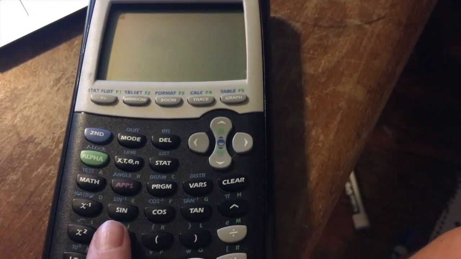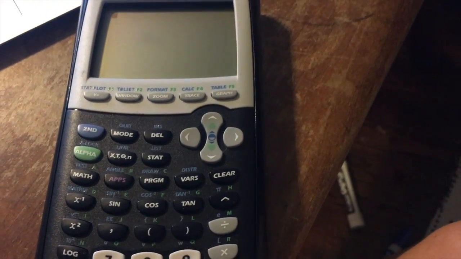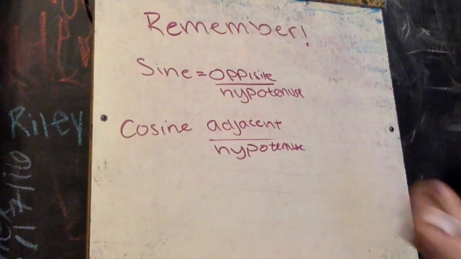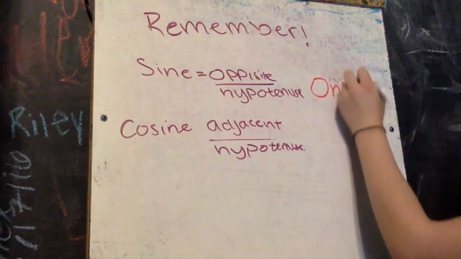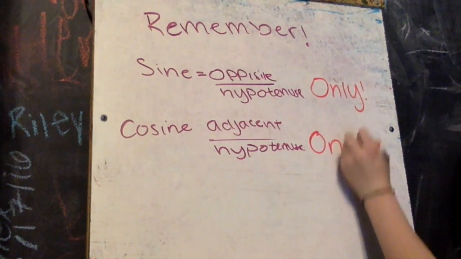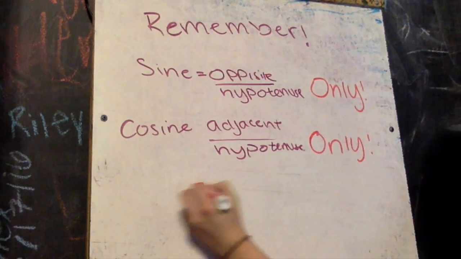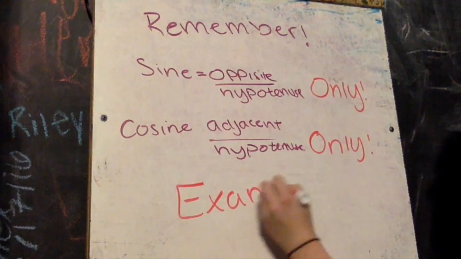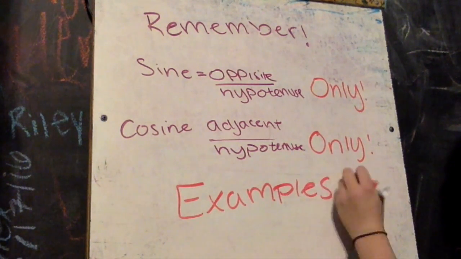These are the buttons for sine and cosine on your calculator. Now remember, sine can only be used to find a side opposite an angle or the hypotenuse, and cosine a side adjacent to an angle or the hypotenuse. Now let's do some examples.